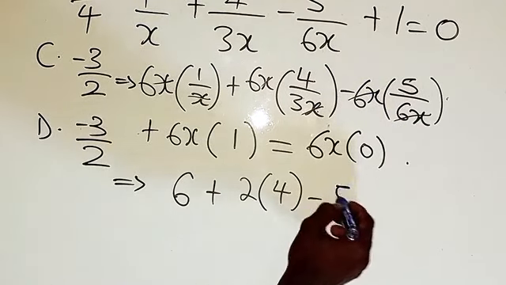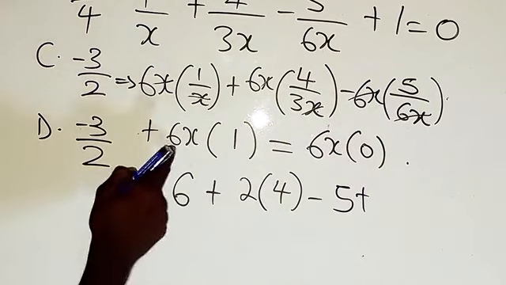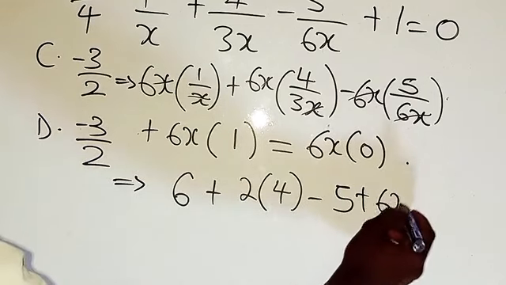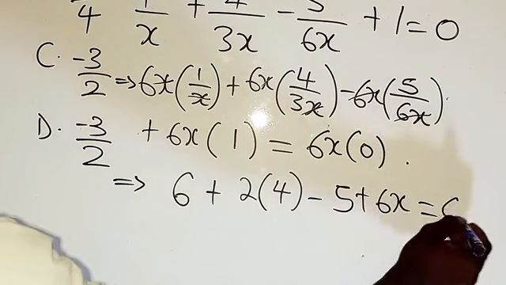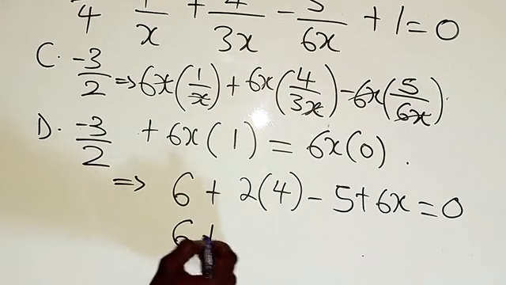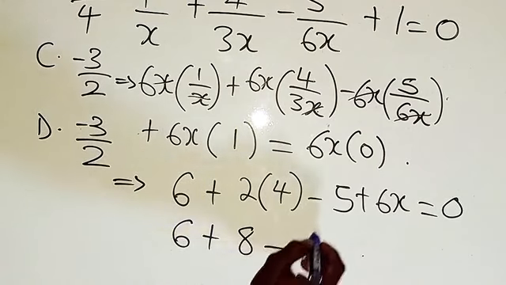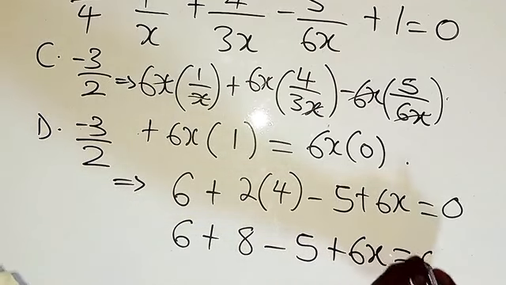We're going to have 5. Then we have plus 6x times 1, we have 6x. Then equals 6x times 0, we're going to have 0. Understood? So now from there, we're going to have this to be 6 plus 2 times 4, we have 8 minus 5, then plus 6x equals 0.